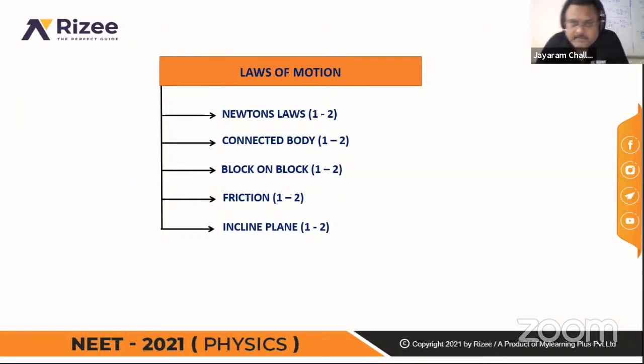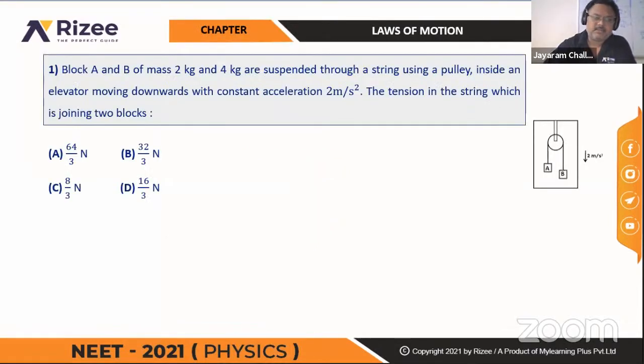Of motion, that is NLM. In this one, we will go through some of the sums regarding the basic fundamental Newton's laws as a connected body system, block on a block, friction and inclined plane. So these things we'll be discussing over here. Now coming to our first question.